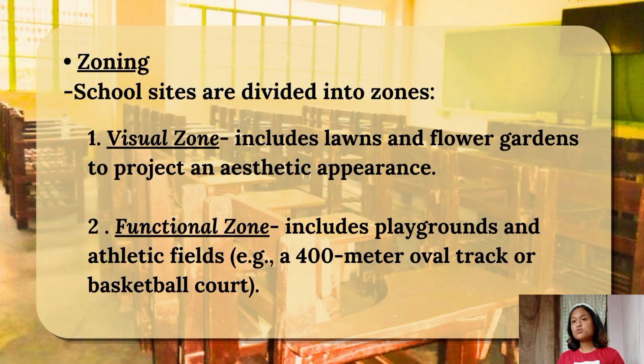Then, the second one is functional zone. It includes playgrounds and athletic fields. For example, a 400-meter oval track or basketball court inside the school, or a gymnasium like that. So, it is designed for activities like sports, for PE, physical education, promoting physical development of the students.